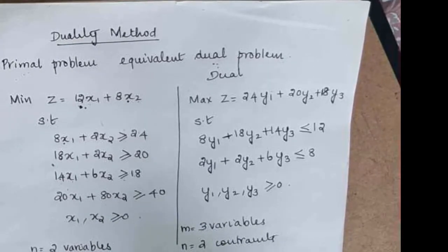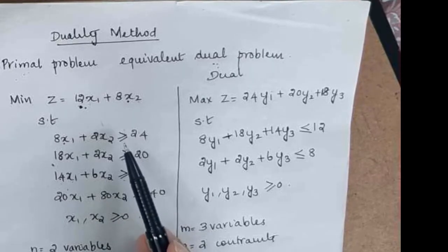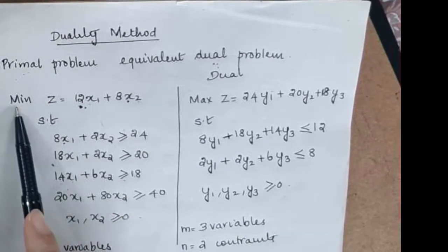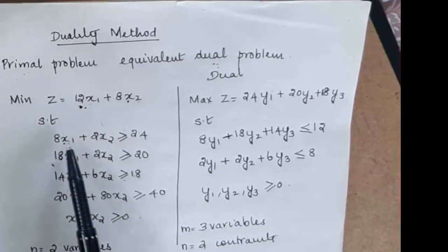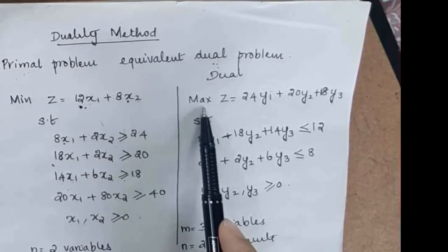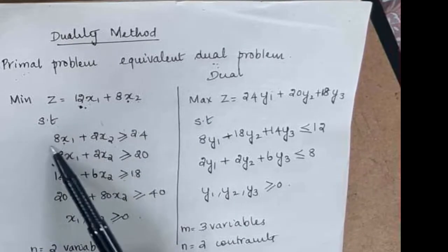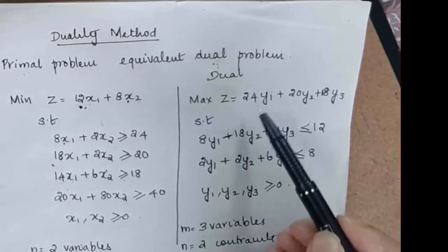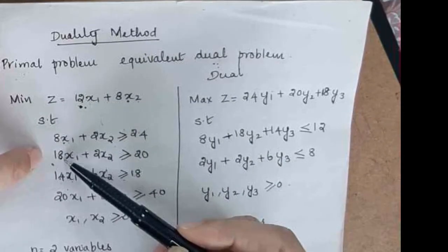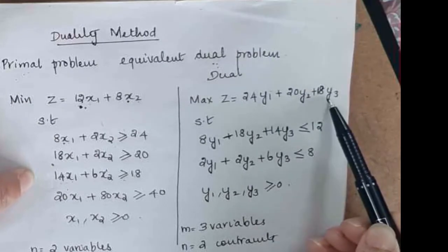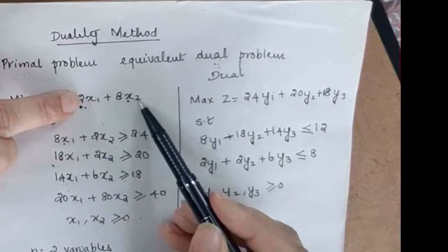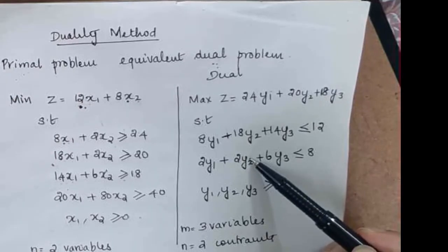The next feature is, if the constraints are all less than, it will become greater. In this condition it is greater than, so it will become less than. If the objective is maximization, then it will become minimization. In this particular example, we have the objective as minimization, so it will become the opposite, that is maximization in the dual. Then for every primal constraint, there will be a dual variable. See, there's one constraint, two constraint, three constraint. For three constraints, there'll be three variables, y1, y2, y3. And for every primal variable, there will be one constraint in the dual. So you have two variables, so you will have two constraints in the dual problem.